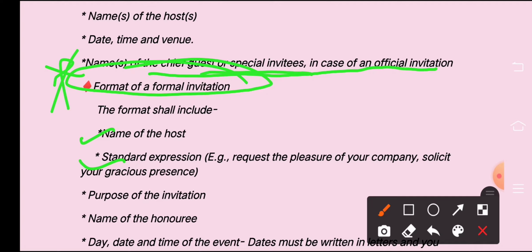The first line, the standard expression in all those invitations, is "request the pleasure of your company" or "solicit your gracious presence". So the name of the host is given and then this line is given, like Mr. and Mrs. KL Sharma or KL Gupta or something. So: request the pleasure of your company, or solicit your gracious presence on such and such occasion. This is a very important line which you have to write down after the name of the host.